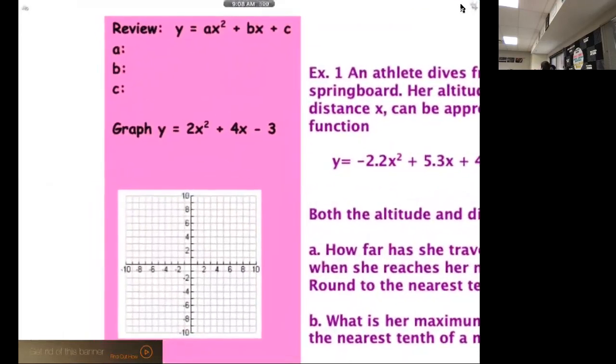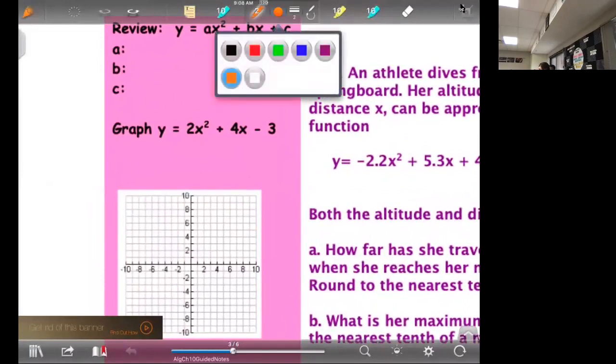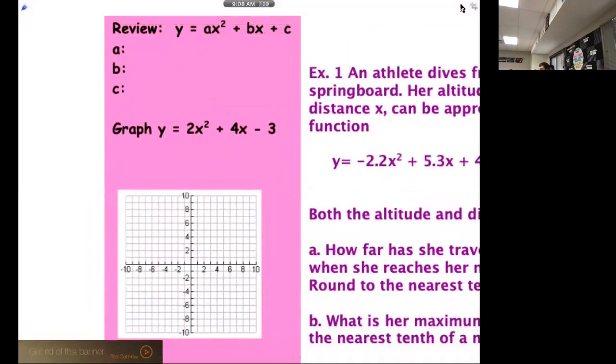All right, but just in case you weren't paying attention or you don't remember, we're going to go ahead and review this. When it's in the form y equals ax squared plus bx plus c, we have an a, which is the coefficient of the x squared. We have b, which is the coefficient of the x, and we have the c, which is the constant.